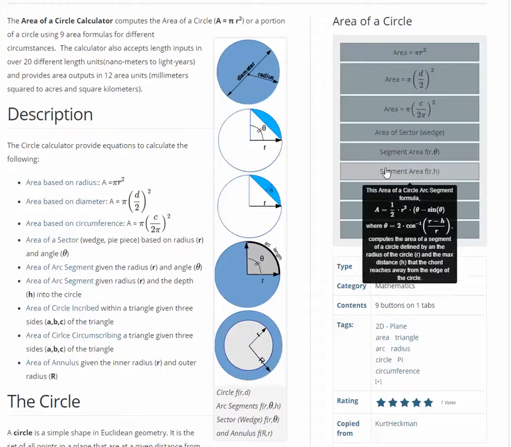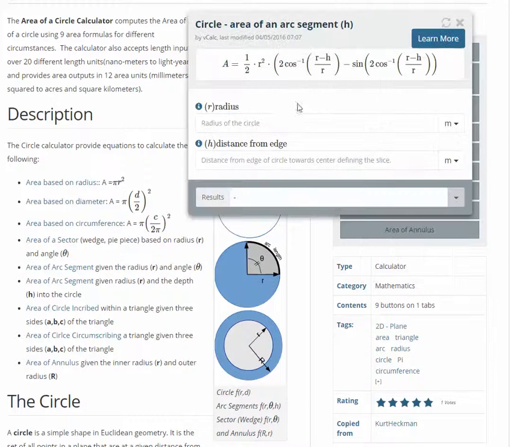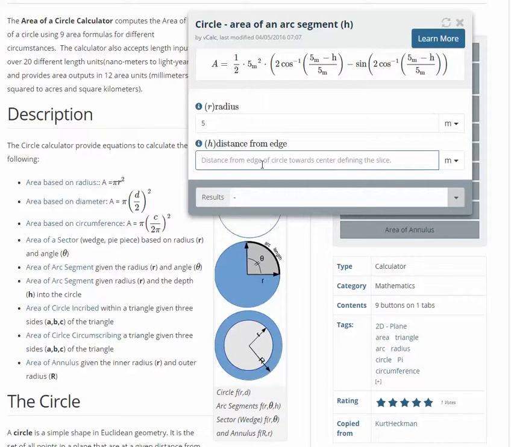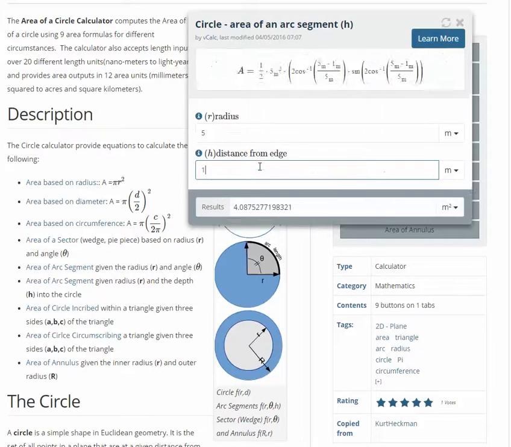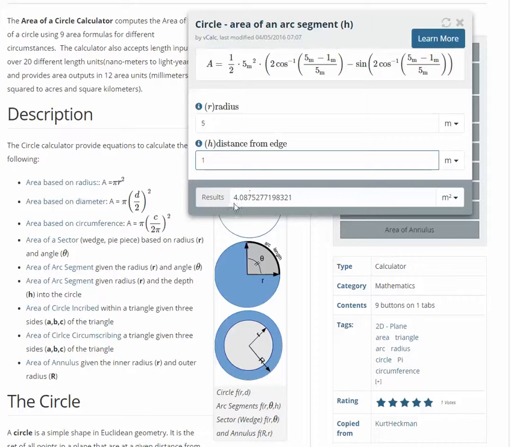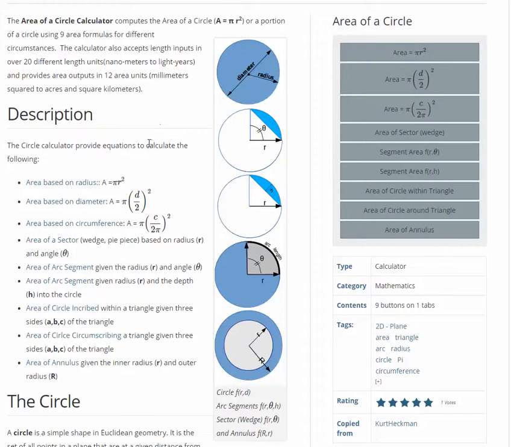And similarly, instead of the theta, you could put in the distance from the edge. So again, we'll say 5, and we'll say our distance is 1 meter from the edge, and it'll tell us again that area. So again, simple formulas, but again, you don't have to sit there and program this into your calculator. It's already here for you in this free calculator in VCalc.